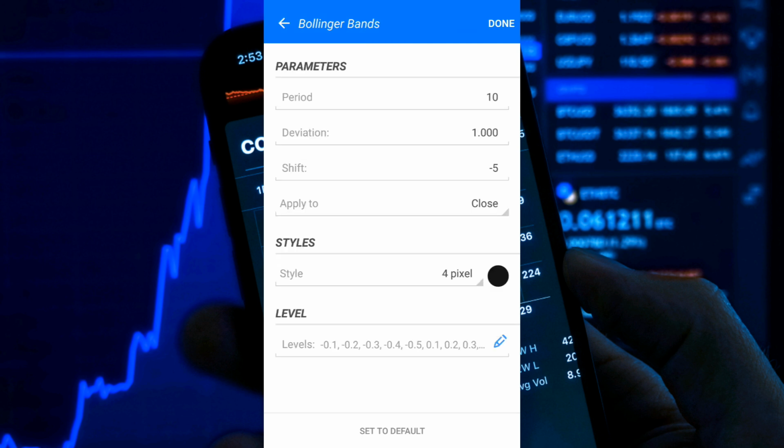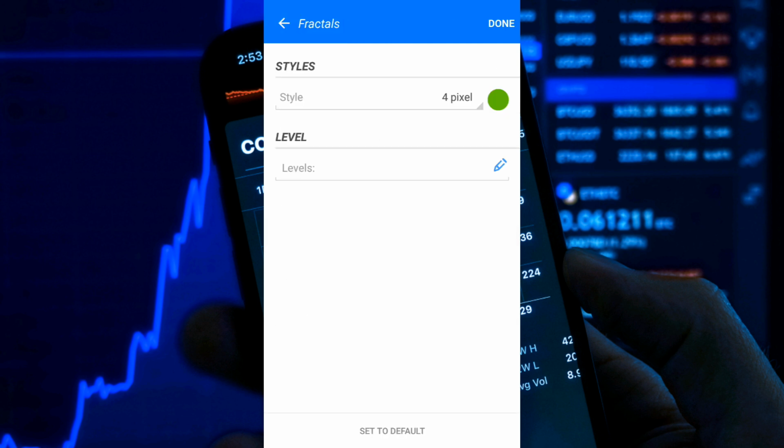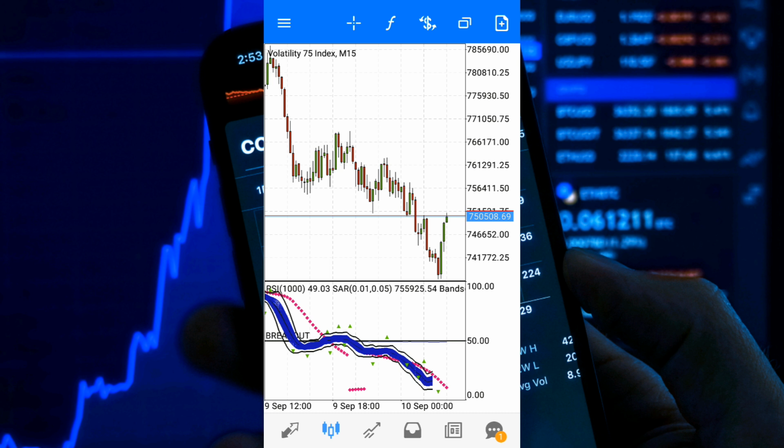Now we go back for the last indicator known as the fractals. This fractals has not many settings, just put the style to be 4 pixel and the color to be green, and no levels are needed on fractals. You click done. Having applied correctly the settings just as I've shown on the video, then you should have this beautiful money downloading screen just like me.